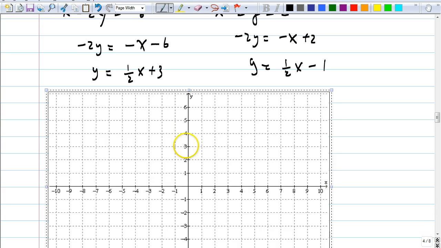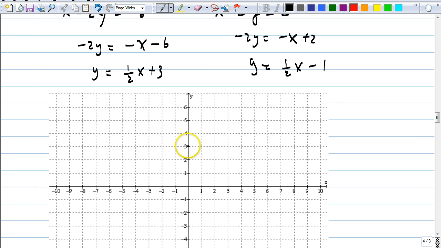Well, I haven't graphed it. So here's 3. What do I do at 3? Since my slope is 1/2, I go what, class? Up 1, right 2. And I could go down 1, left 2. Is that okay? Same thing here. And so when I graph, I get that. So do you think I should label it? Yes, you should. Okay, the second one, I start at -1, go up 1, right 2, and go up 1, right 2. As you can see, the two lines are parallel. They will never what? Intersect.